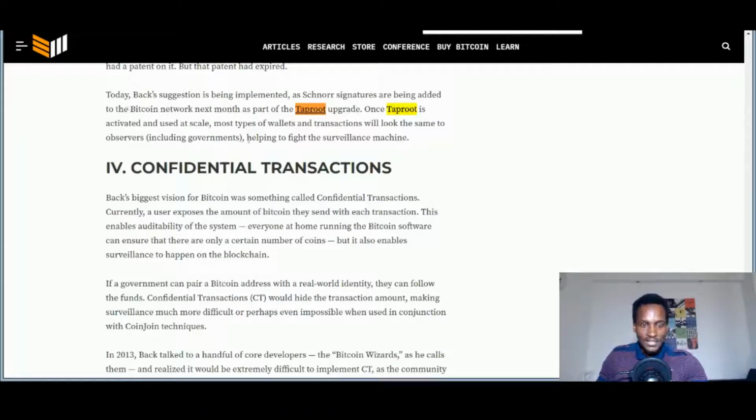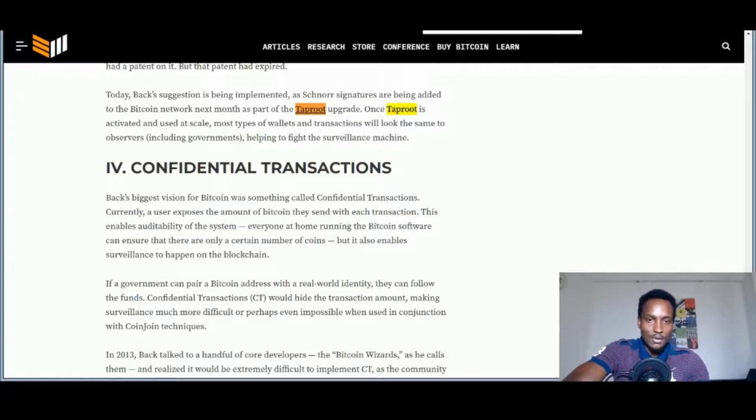So today, that suggestion is being implemented as Schnorr signatures. Schnorr signatures are being added to the Bitcoin network next month as part of the Taproot upgrade. Forget the next month, whenever this article was written. Once Taproot is activated and used at scale, most types of wallets and transactions will look the same to observers, including governments, helping to fight the surveillance machine. So Taproot is supposed to help with private transactions, or privatization of Bitcoin. It's still public, but making it more private and more secure.